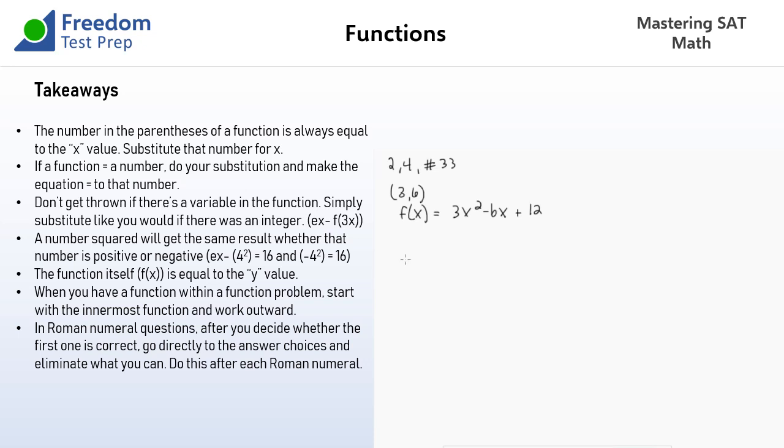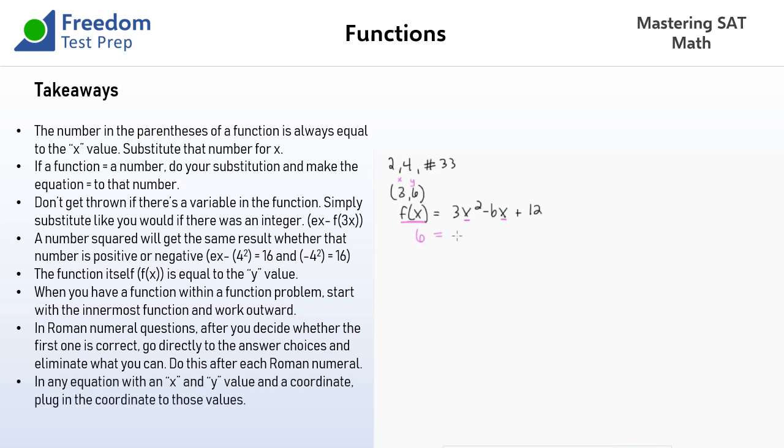Anytime there is an x and a y, all right, here are your x's, and here is your y, and there's a coordinate with an x and a y, you just simply plug it in. So you're going to plug in the 6 for the y and the 3 for the x. So this is going to be 3 times 3 squared minus, we'll put the 3 first so it looks normal, and then we're just going to solve.